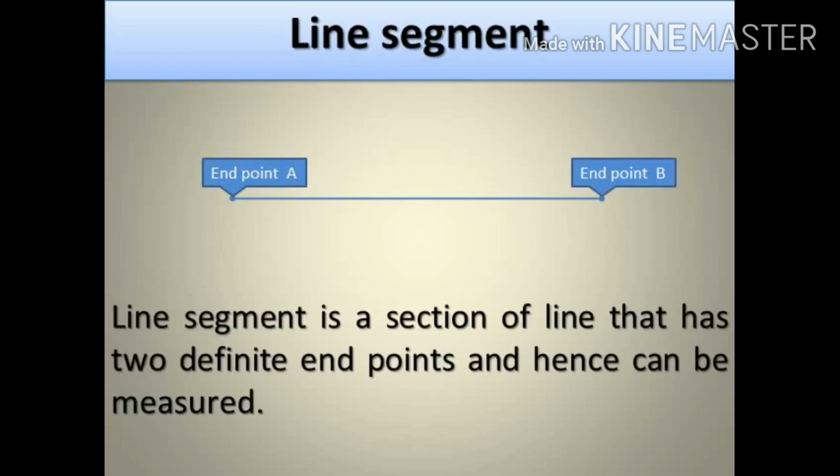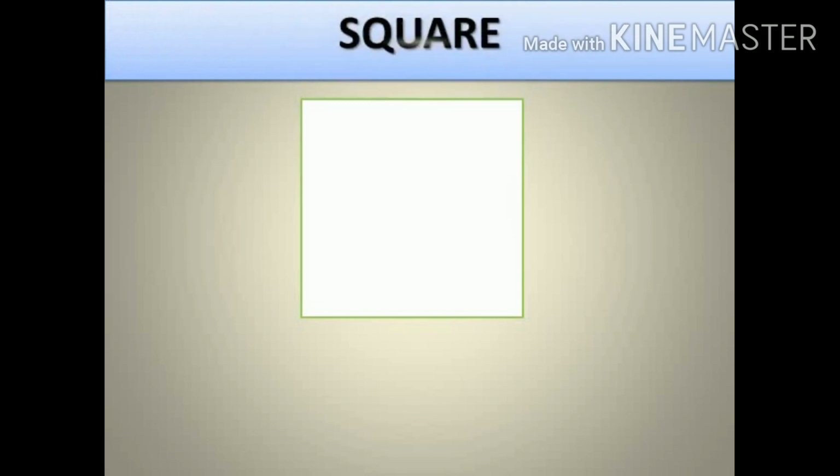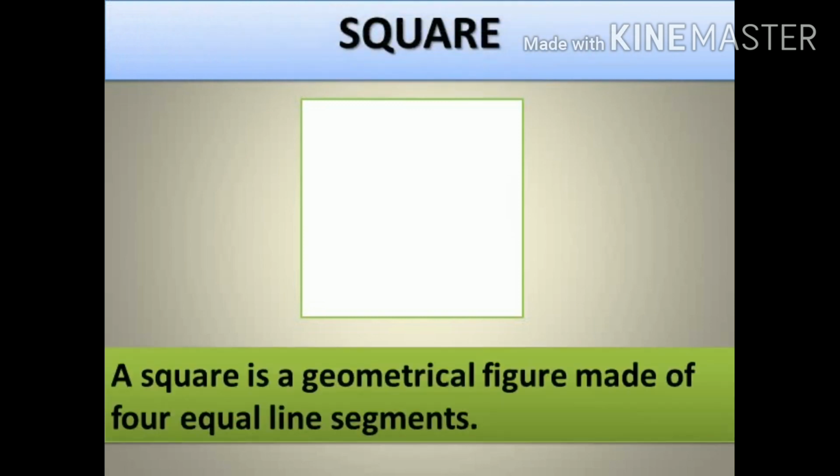Let's name the endpoints as A and B. So, a line segment is a section of a line that has two definite endpoints and hence can be measured. Now, when four line segments of equal lengths are arranged as above, we get a square.